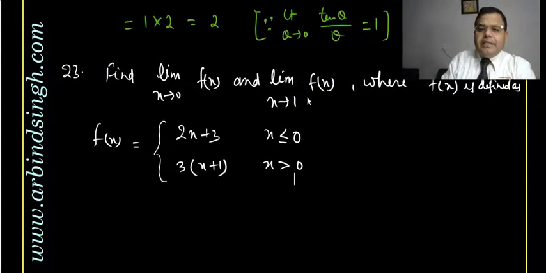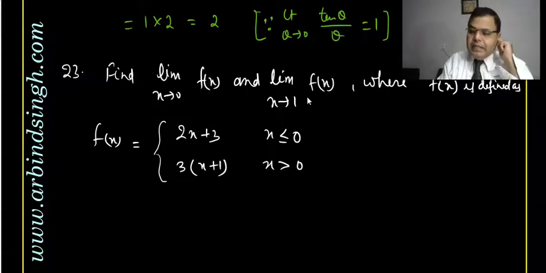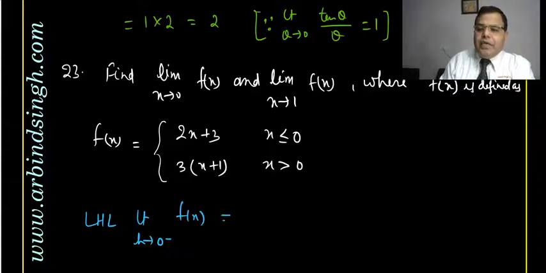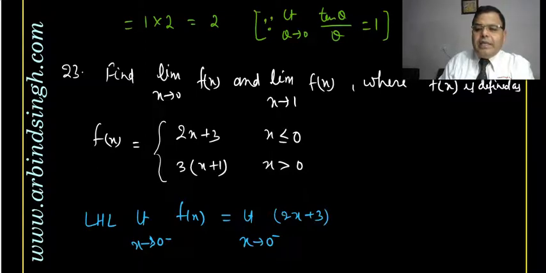So here the function has two definitions at 0, slightly less than 0 and slightly greater than 0. There are two values, so we will check the left hand limit and right hand limit. So here LHL is what? Limit x tends to 0 minus of f(x), means slightly less than 0. In that case, x less than 0 is applicable here. So we will write limit x tends to 0 minus, and this is 2x + 3. Now if I put x as 0 minus, that is slightly lesser than 0, it is going to be 0 exactly. So we can write here 2 into 0 plus 3, that is 3.